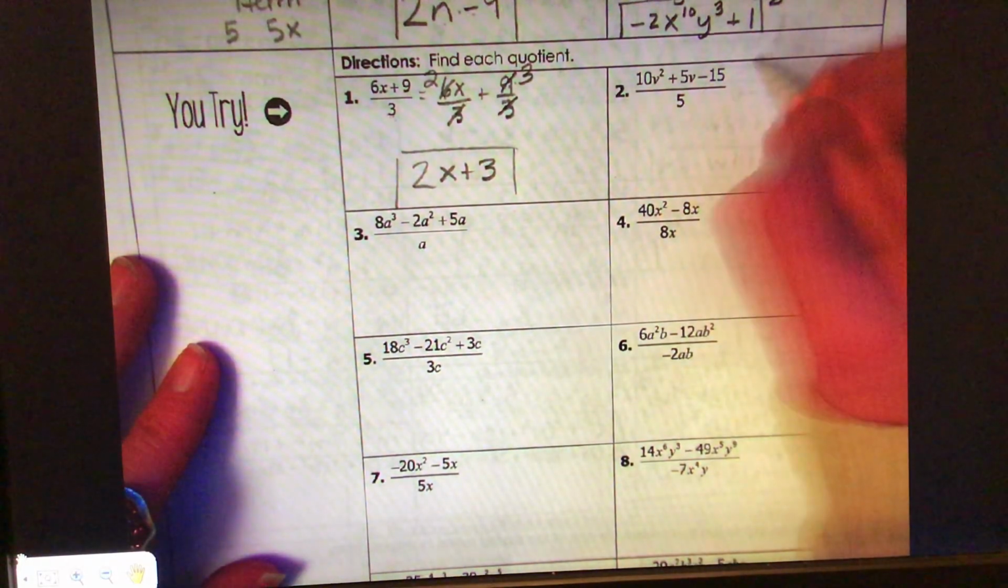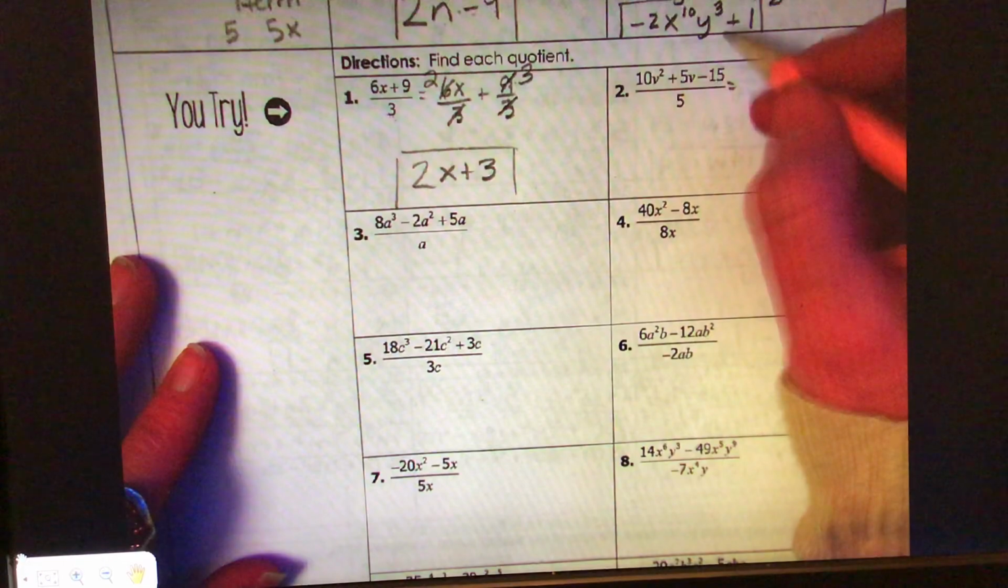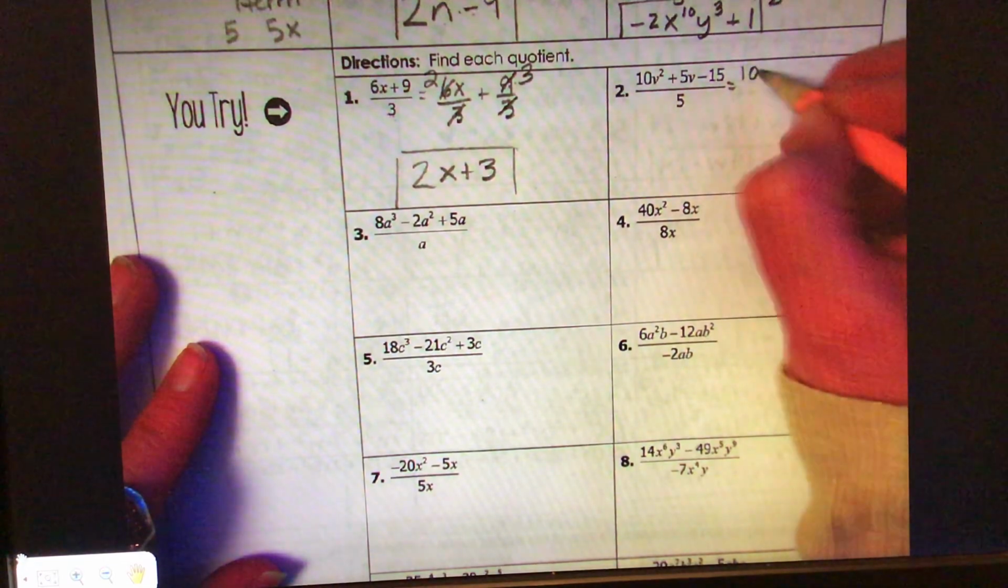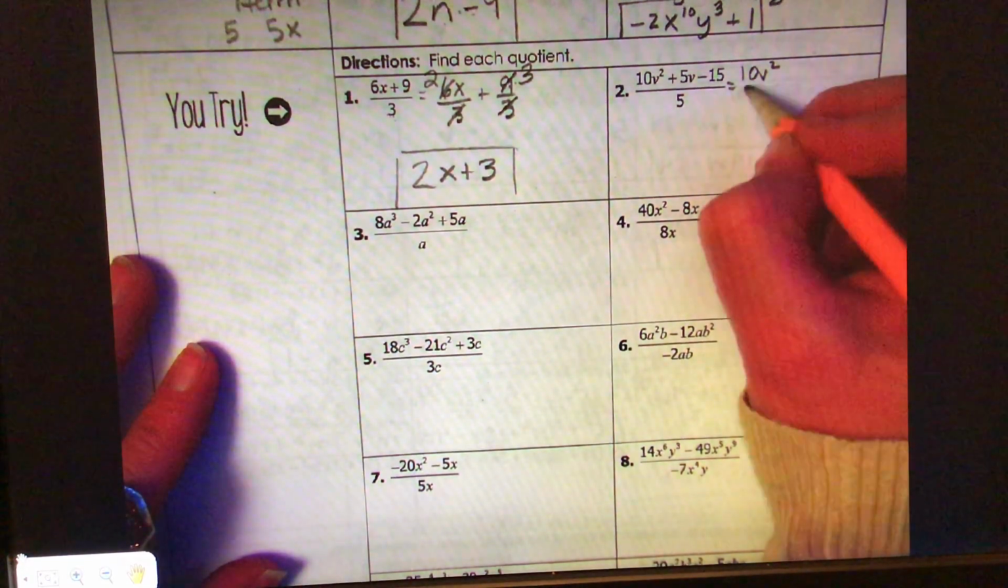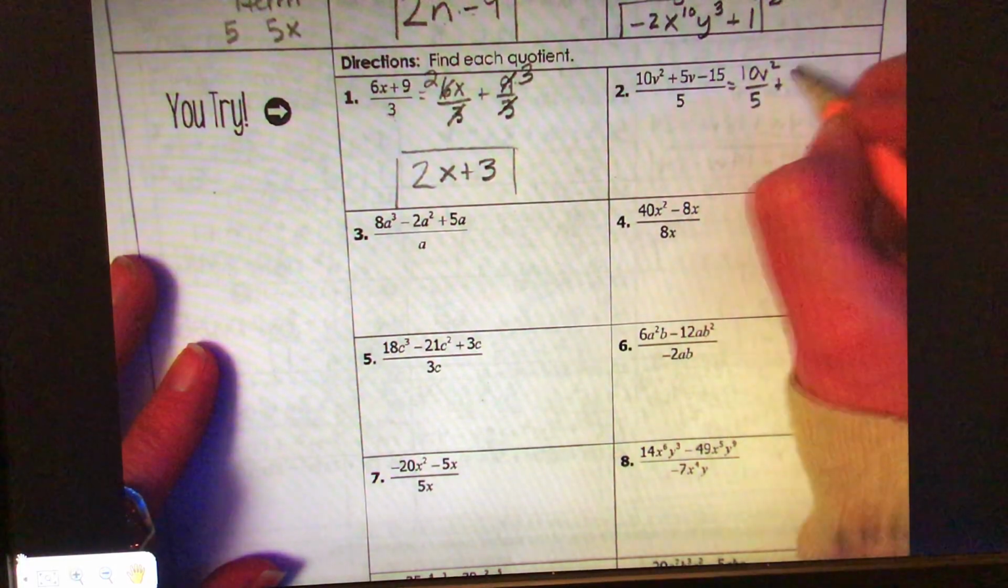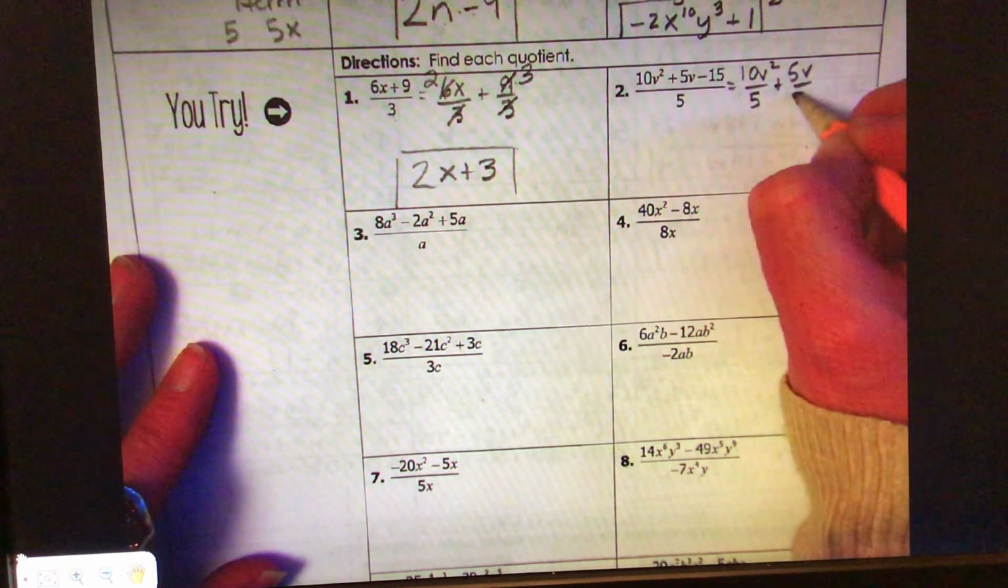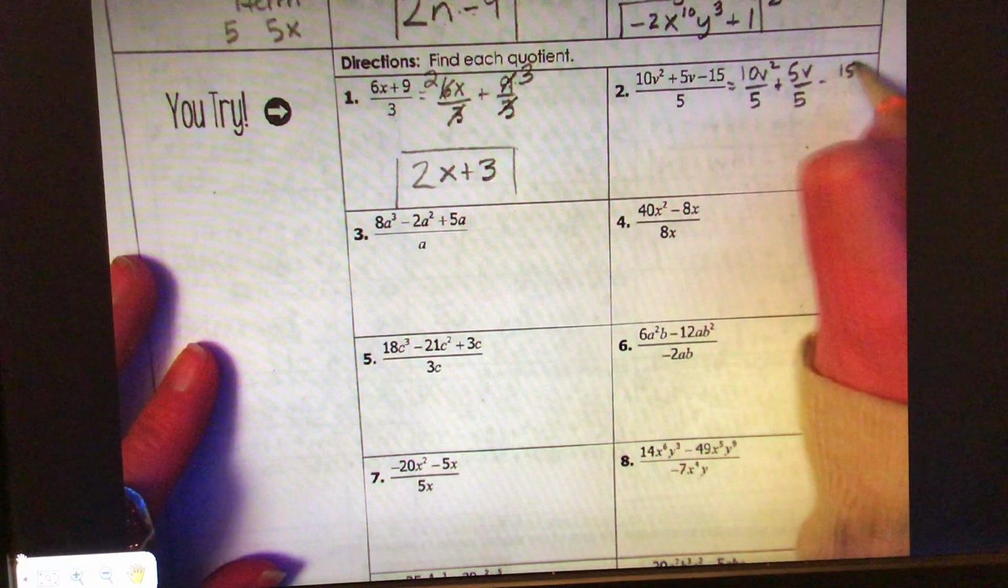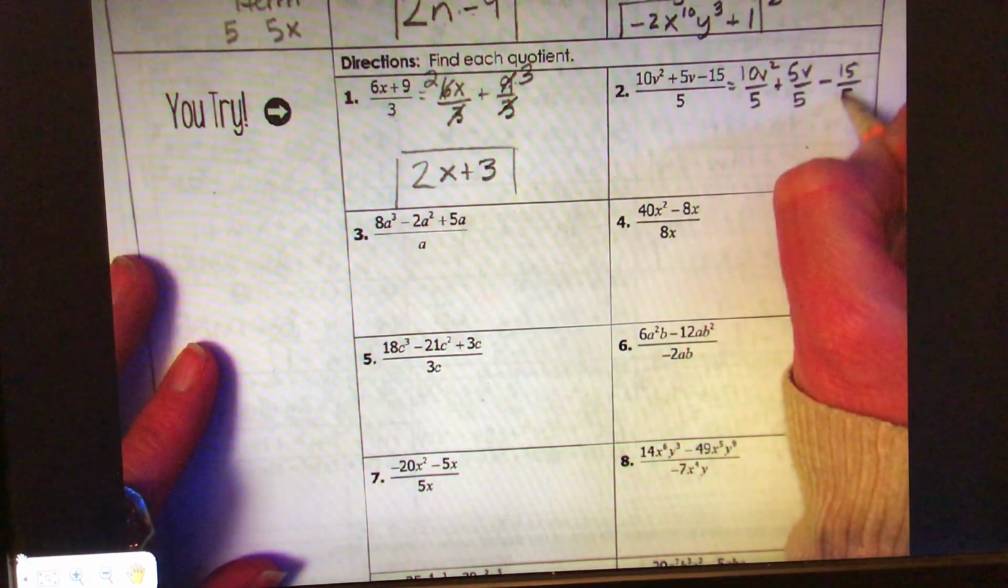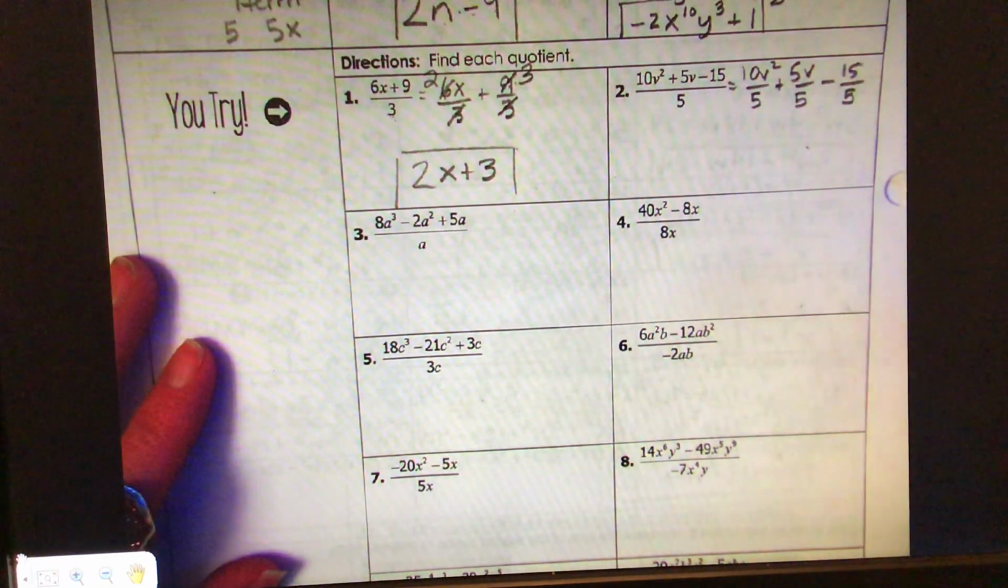Okay, so I can rewrite this if I want again. 10v squared plus 5v over 5 minus 15 over 5. Okay, again, I like writing it out like that.